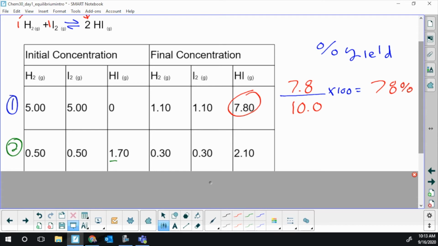And we see the reactants, hydrogen went down a little bit, iodine went down a little bit, and the product went up even higher. We're going to do the percentage yield again and see how it changes under this second circumstance. So how much product did we actually get? That's the easier. There's only one product, 2.1.